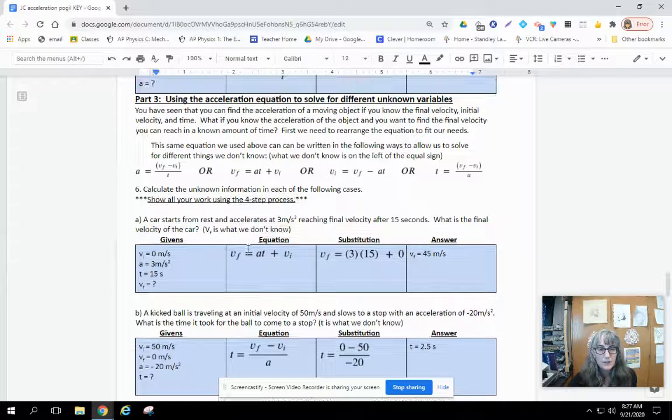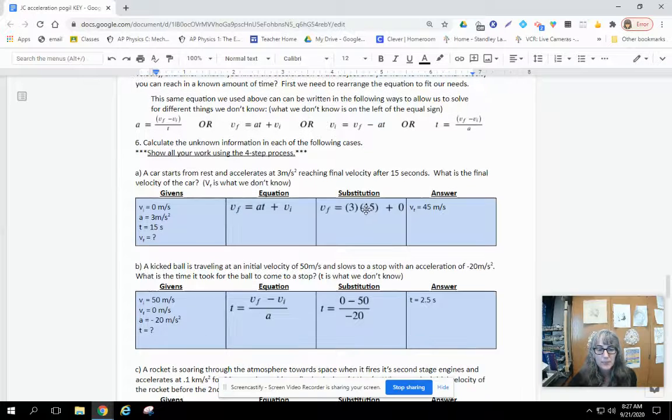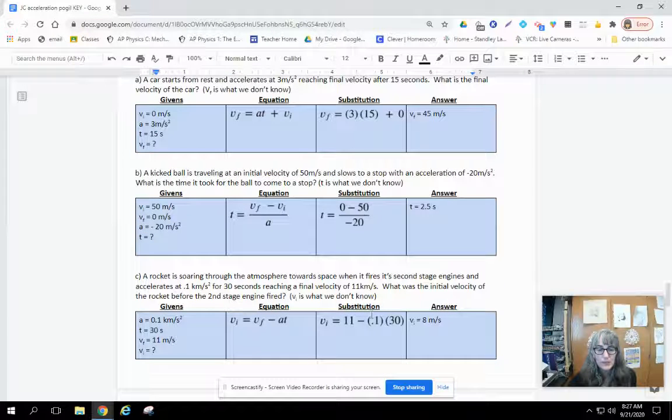So I'm going to choose the version of the equation that already solves for VI. VI is equal to VF minus AT. That's what I'm going to choose. So I'm going to have 11 minus 0.1 times 30. And I'm going to type that into my calculator. That's going to give me 8 meters per second.